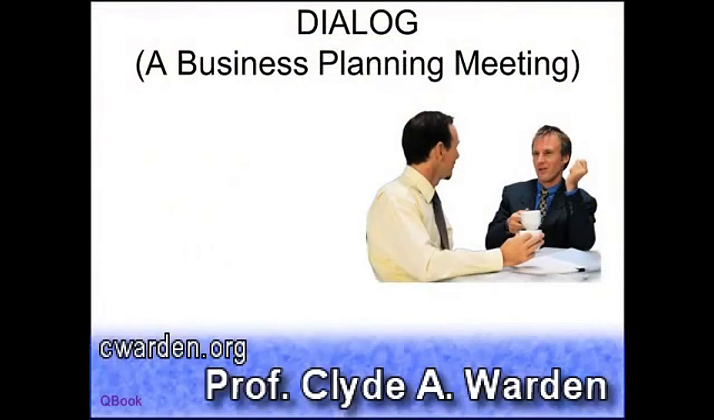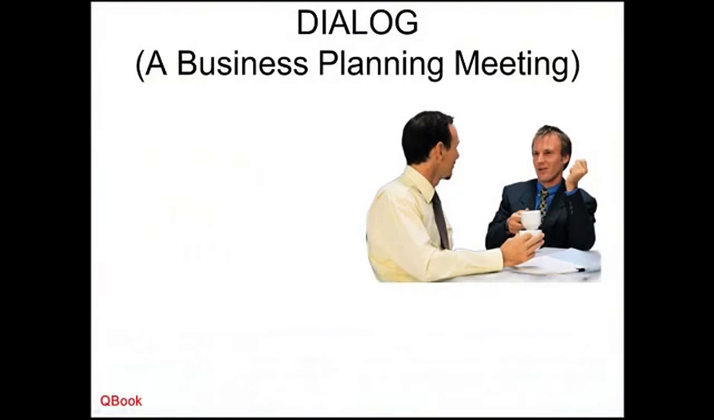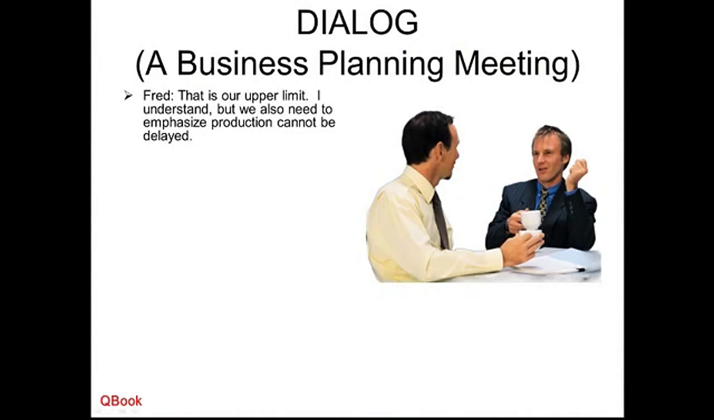Okay, let's continue on with this talk here. Fred says, that is our upper limit. I understand, but we also need to emphasize production cannot be delayed. So we've got kind of a main idea here. 120 is the price, USD. And we also need to talk about the timing of the delivery, or the production cannot be too late.